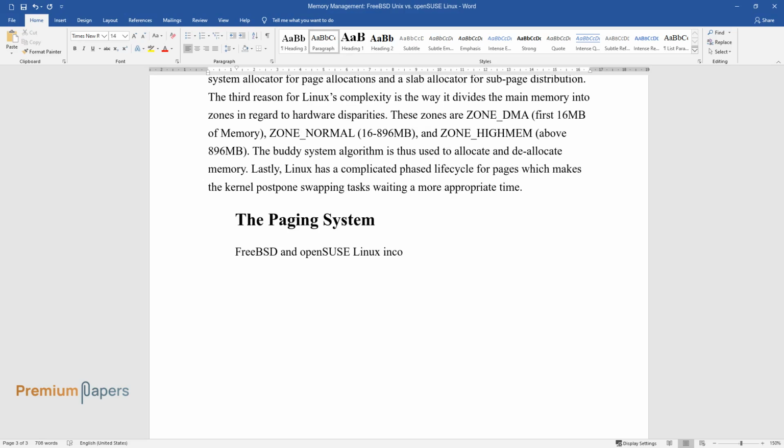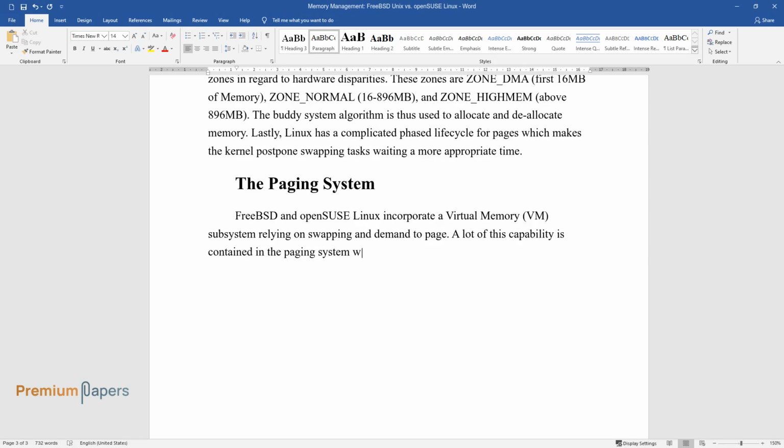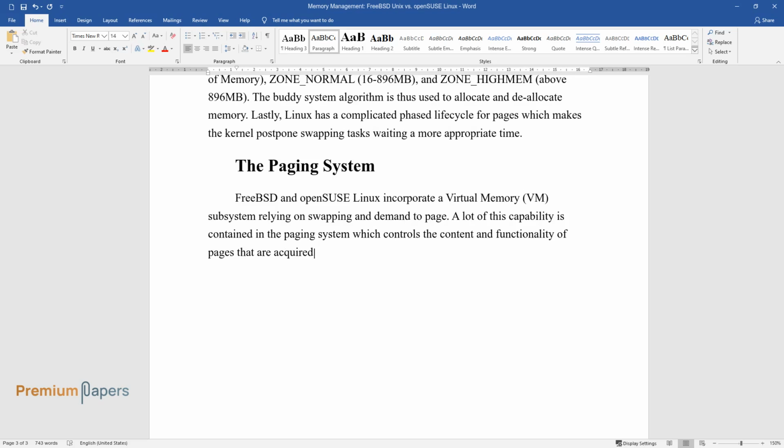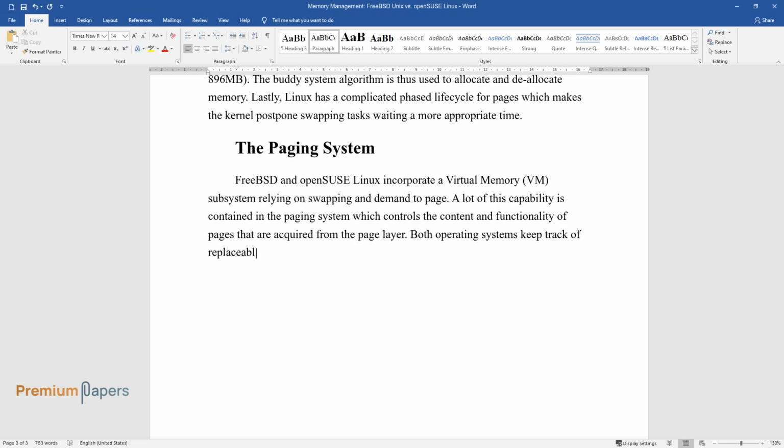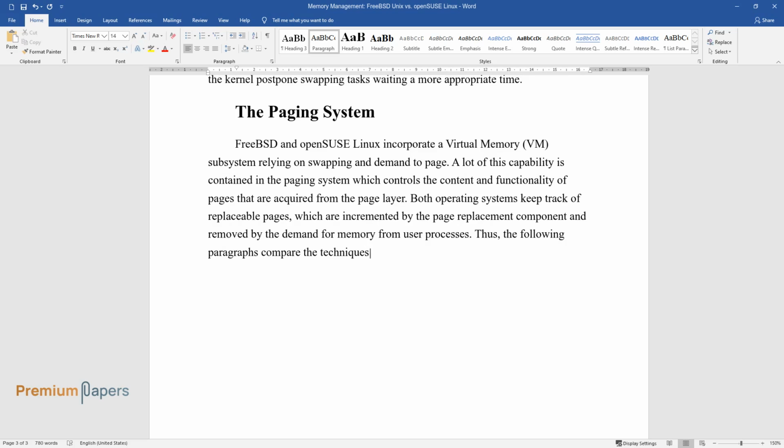The paging system. FreeBSD and openSUSE Linux incorporate a virtual memory (VM) subsystem relying on swapping and demand paging. A lot of this capability is contained in the paging system, which controls the content and functionality of pages that are acquired from the page layer. Both operating systems keep track of replaceable pages, which are incremented by the page replacement component and removed by the demand for memory from user processes. Thus, the following paragraphs compare the techniques of the two OSs.